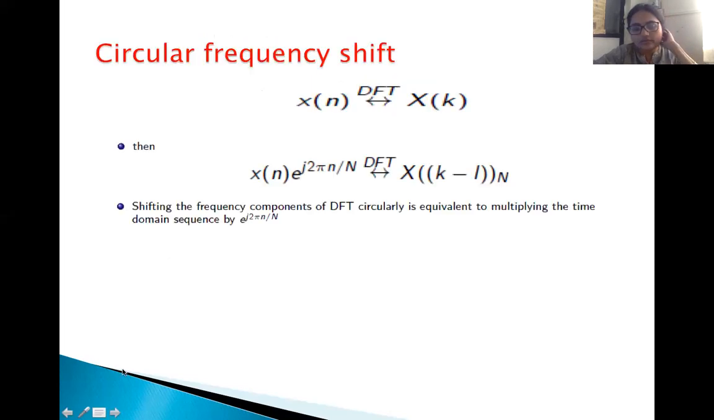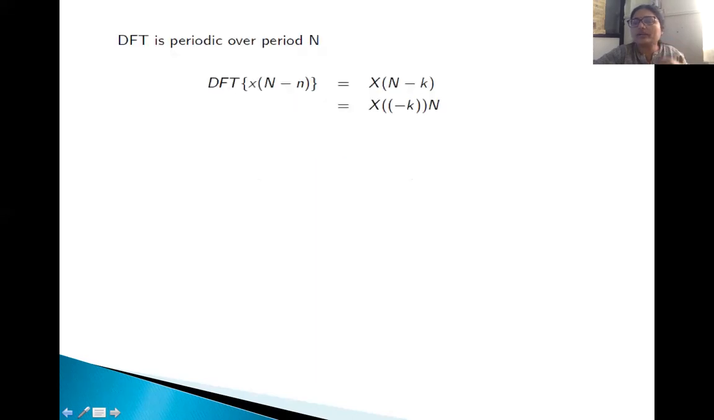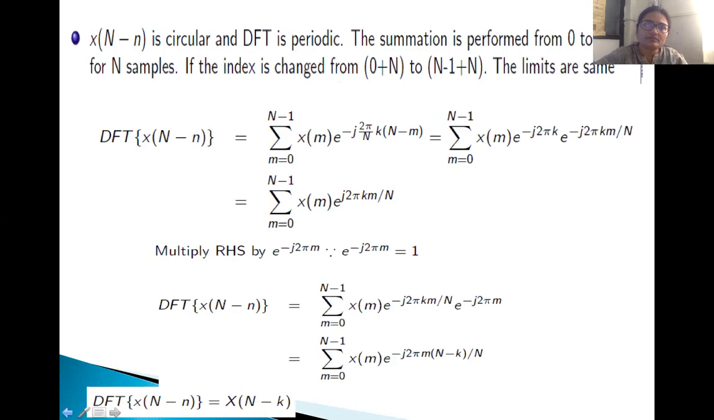Now, have you taken down the earlier property? Take down properly: time reversal of a DFT sequence. Write this property properly, time reversal of a DFT sequence. Write down this property. A folded input sequence generates folded DFT values.